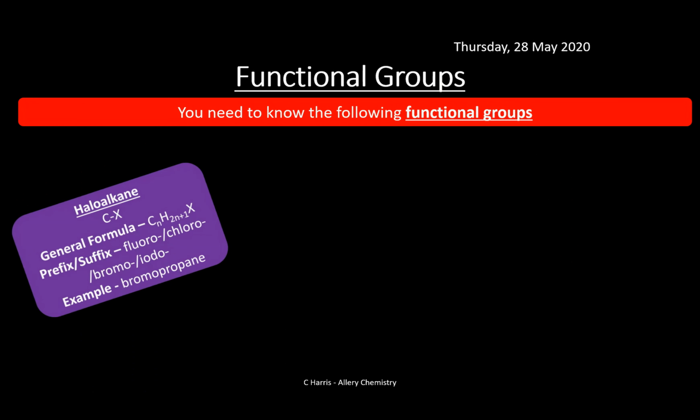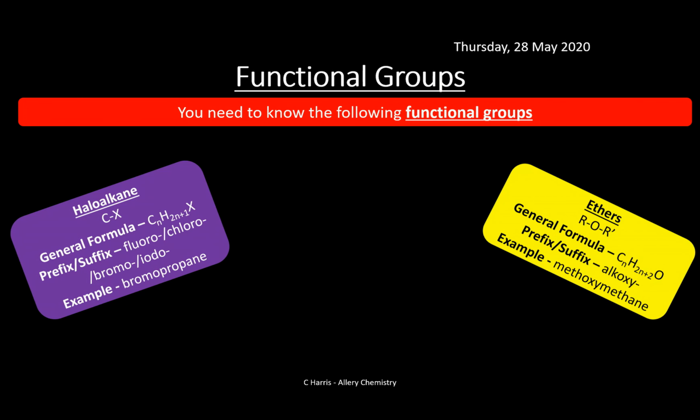So haloalkanes or halogenoalkanes, as they're also known. General formula CnH2n+1X, X representing halogen. And we always use a prefix for these. So it's either fluoro, chloro, bromo, iodo, any of them. An example is bromopropane. Okay, so bromopropane, chloroethane, whatever it is. Okay, fairly straightforward.